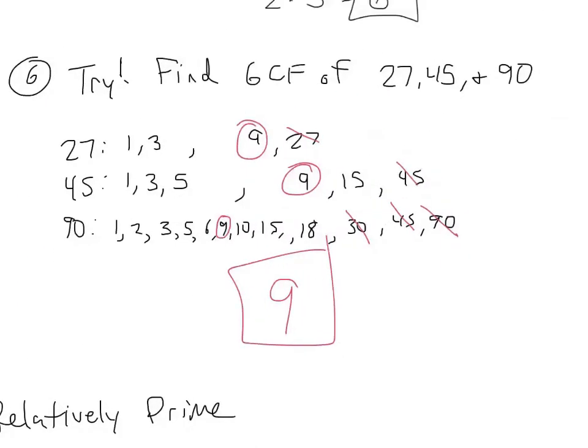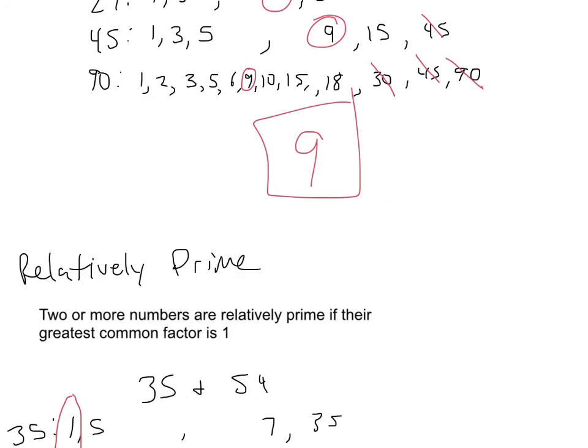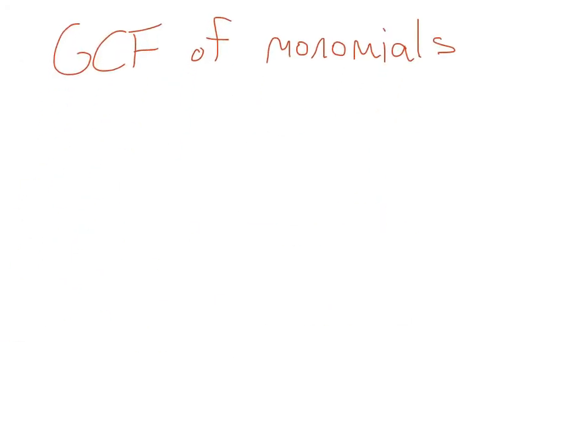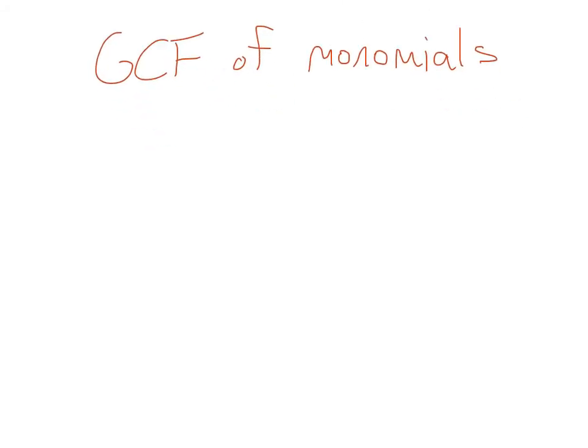All right, so let's find the greatest common factor of monomials, which technically we've already done because, like up here, we found the greatest common factor of 27, 45, and 90. Those are all monomials technically because they're just plain whole numbers. But let's add in some variables. So we're going to find the greatest common factor of, this is going to be number 8, 18xy squared, and then 28x, we'll do x squared, y squared.